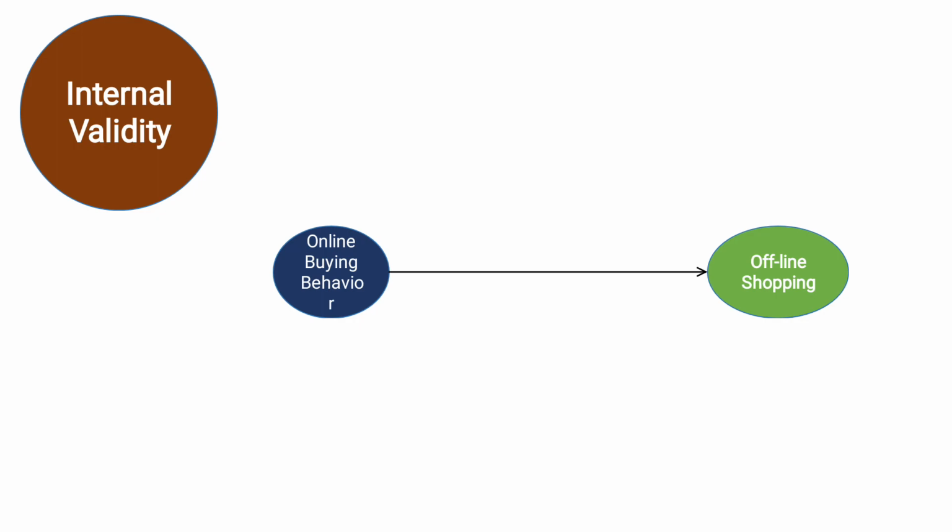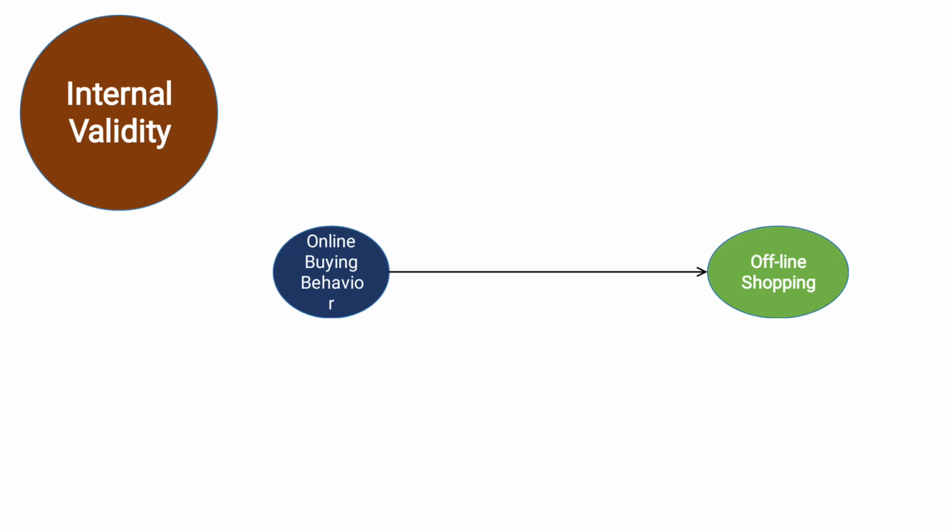Let's say a particular consumer buys a particular product, any product, online. Then there is a high chance that this person may buy this particular product from the offline or physical store. So this is the relationship I have established, and let's assume that this is the finding of my research. When I talk about the internal validity of these findings, it may be high or may be low.